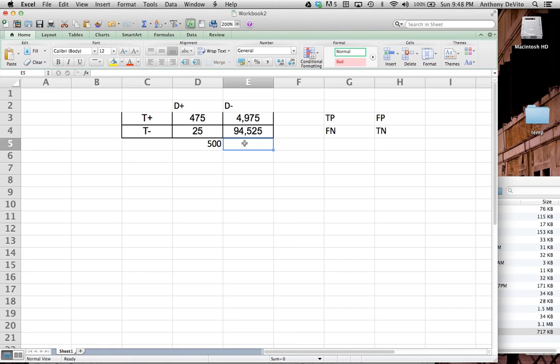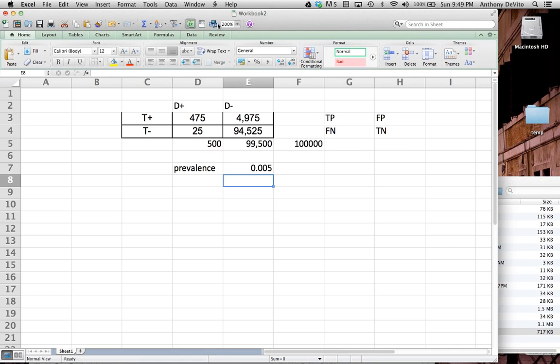So we got 500 people here, and we have 99,500 people over here, for a total of 100,000 people. So the prevalence is the number of people that have the disease over the total number of people in a sample or population, which is 1/2 of 1%, 0.005.